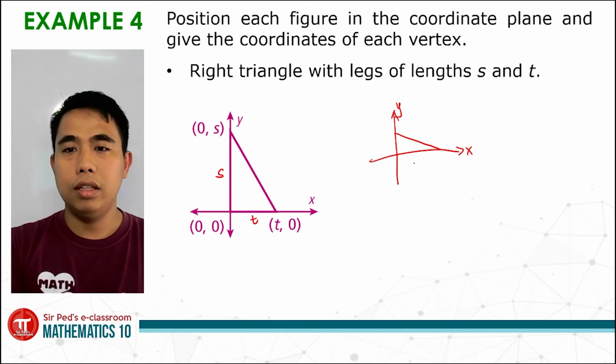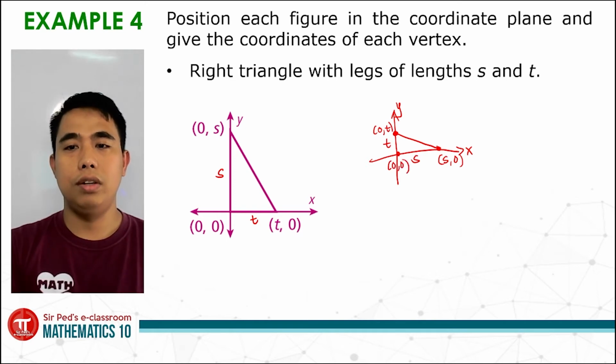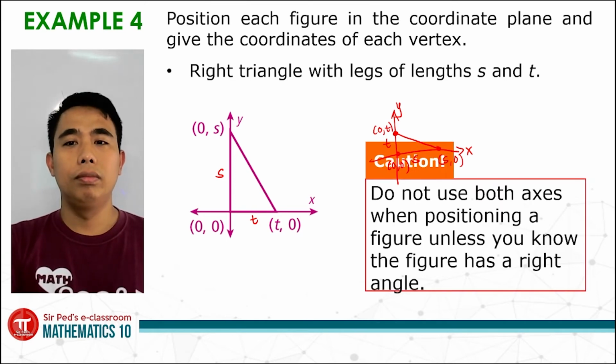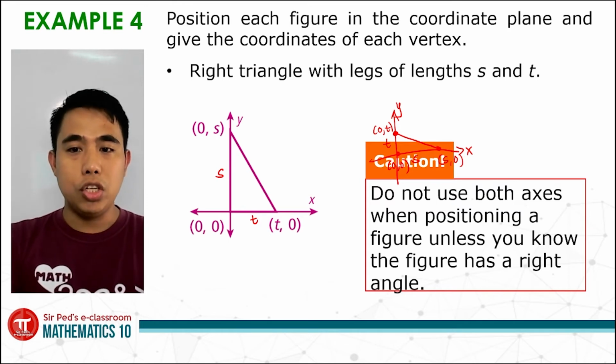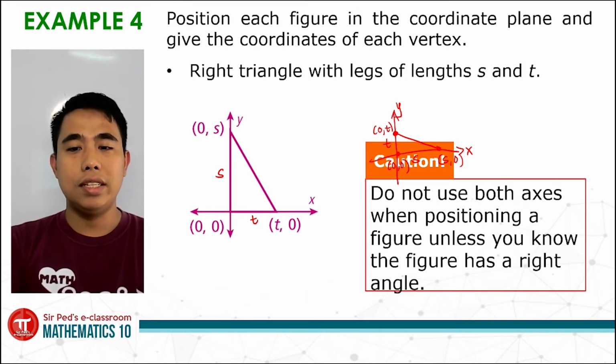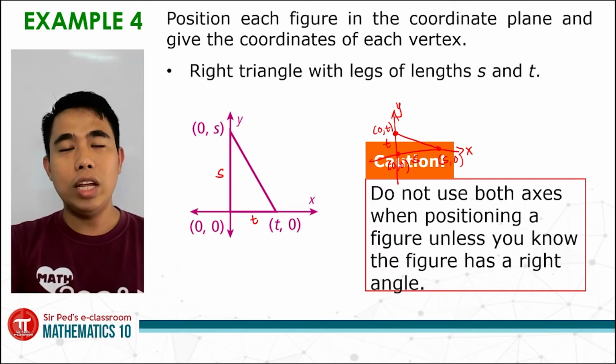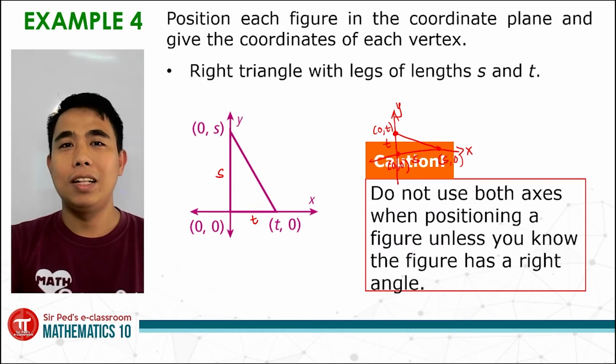So, pwedeng ganyan. This will be your S and that will be your T. So, the coordinates of this vertex will be S, 0. And the coordinates of this vertex along the y-axis is 0, T. And the other vertex is 0, 0. So, depende sa inyo. Do not use both axes when positioning a figure unless you know the figure has a right angle. Tama. Kapag ang pinoposition mo ay triangle lang, do not place yung two legs sa both x and y axis. Kasi triangle lang naman yung sinabi, not right triangle.